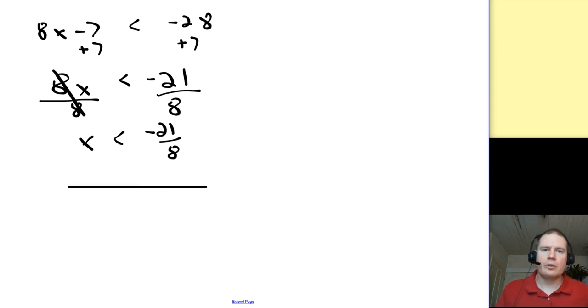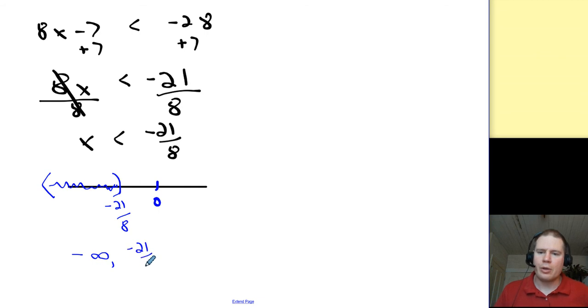Let's see here, so here's, it's always nice to put 0 on there, but just to emphasize I'm at a negative. X is less than that, so I'm shading in on this side. And I can either use the open circle or the parenthesis here. The parenthesis helps me easily see I'm going from negative infinity up to negative 21 eighths, but not including it.